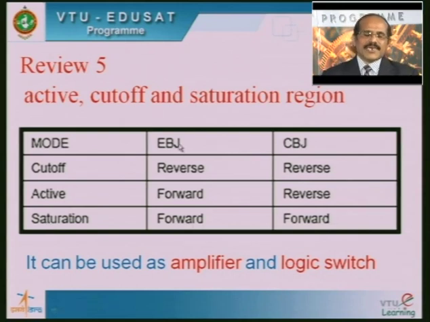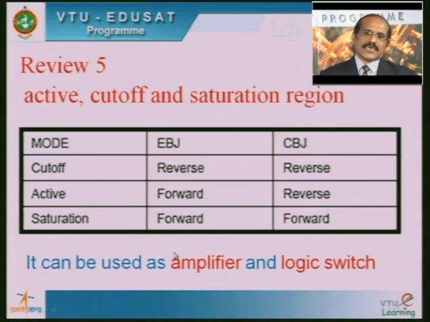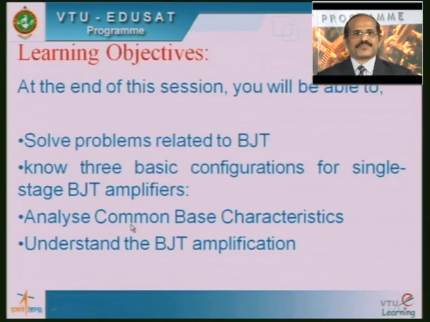In case the emitter-base junction, that is called the input junction, is forward biased, and the collector-base junction is reverse biased, then the transistor is said to be in the active region. Depending upon which region the bipolar junction transistor is operating in, we can use the BJT either as an amplifier or a logical switch. Usually, whenever the transistor operates in the active region, it is used as an amplifier. In case of the logic switch, we can make use of either the cutoff region or the saturation region.